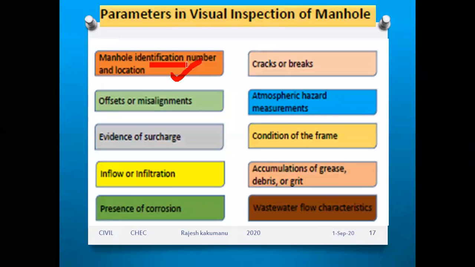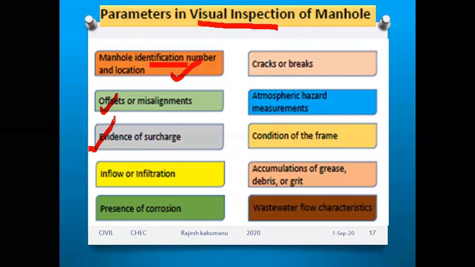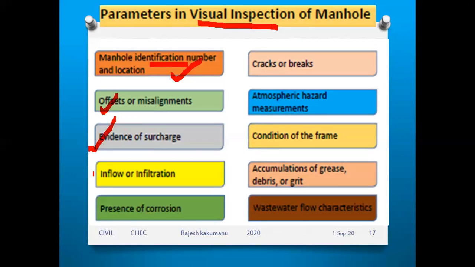So you have to go for manhole identification number and location. Next, offset or misalignments. Is there any misalignment or any changes to be made whenever you are going for the visual inspection? Next, evidence of surcharge. You have to maintain the documents whatever they needed for any adding of any material or any removal of any material.